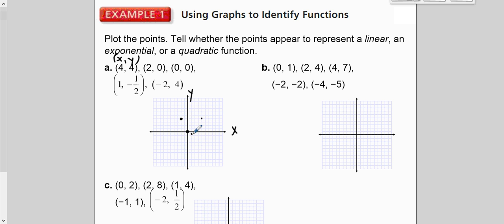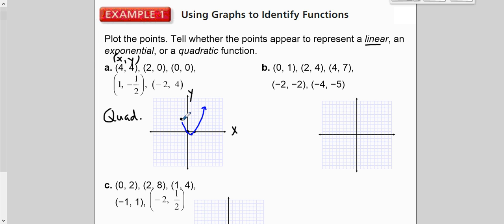Well, it's definitely not a straight line, so it's not linear. Exponential? Nope, it's not just increasing, it is decreasing and then increasing. So if we were to connect those, that would be quadratic. It makes a parabola. Okay, graph the next point. See if you can tell what type of function that one is.